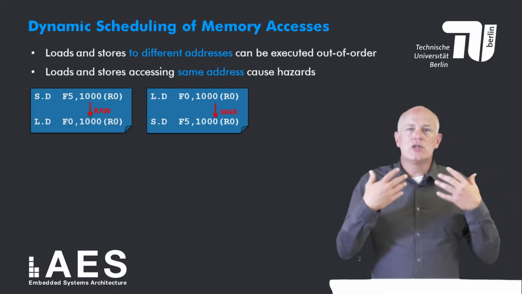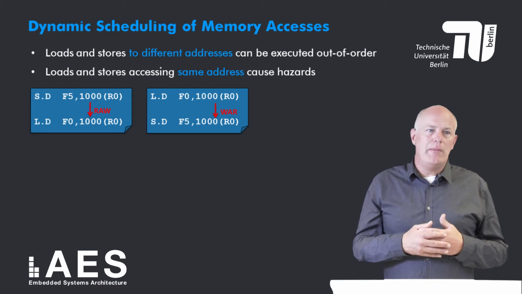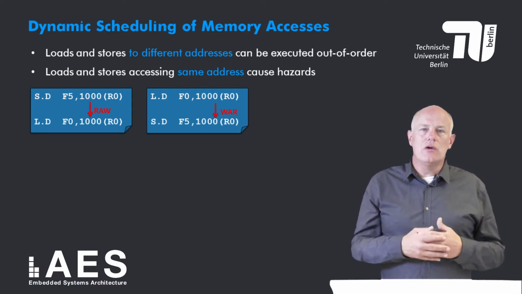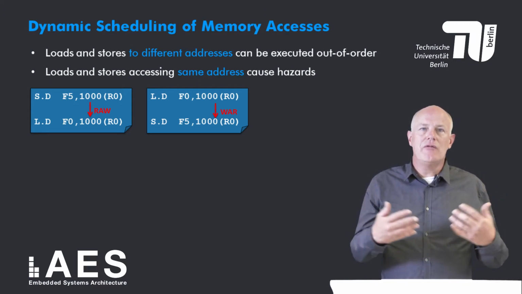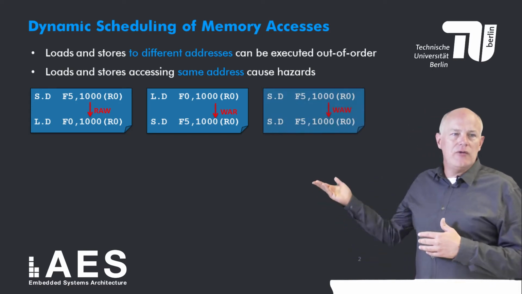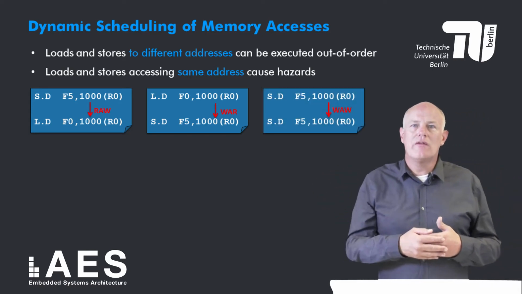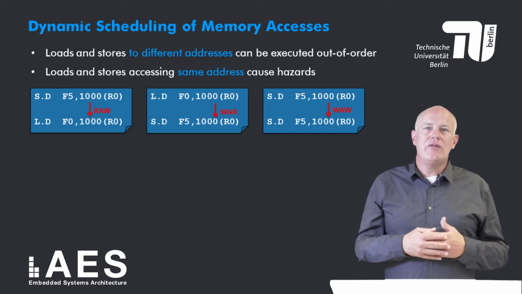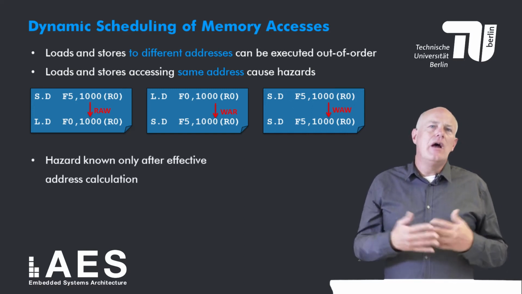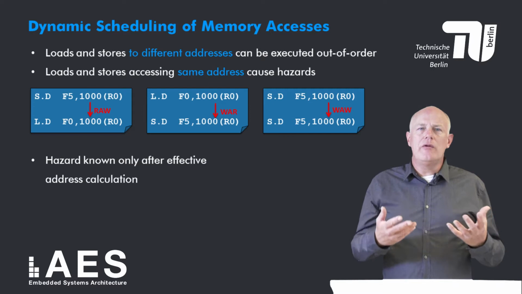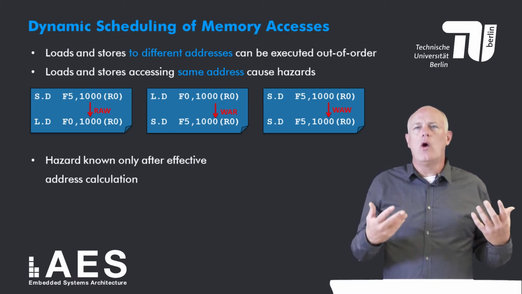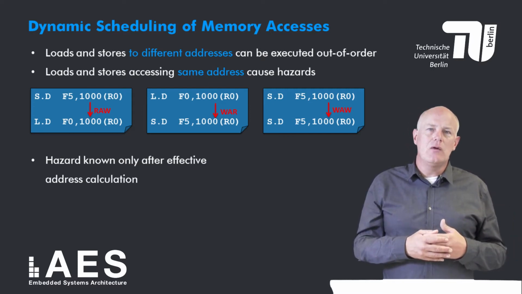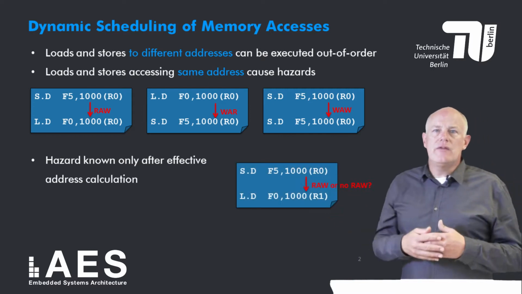Similarly, if we first load from address 1000 and then store to address 1000, then we have a write after read hazard, and if we have two consecutive stores to the same address, there is a write after write hazard. The problem is, however, that whether or not a hazard exists is known only after the effective address has been calculated. Consider for instance this example.